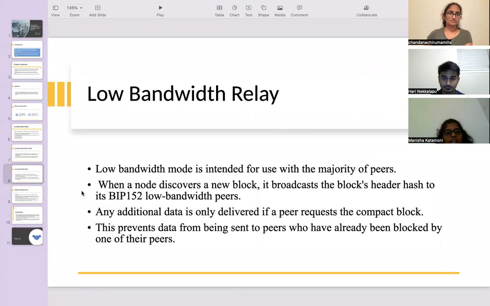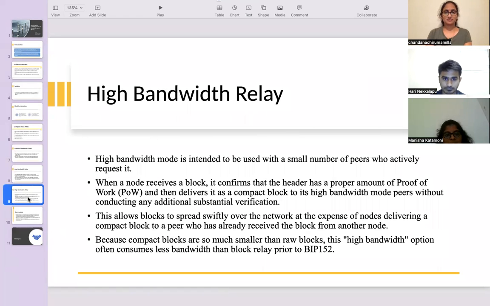Coming to the next slide, this is high bandwidth mode. In the high bandwidth mode, the blocks will be utilized only when there are only a few users in the network. Whenever a peer receives a block, it will verify the header with a valid proof of work, and then without performing any further verification, it will immediately send this block to the users who are in the high bandwidth mode.